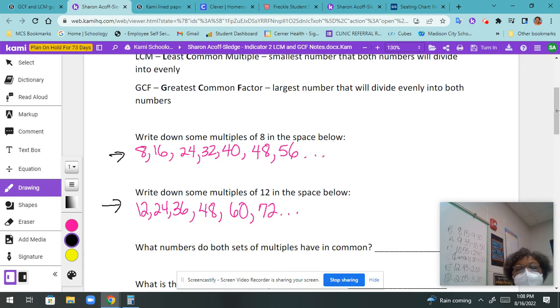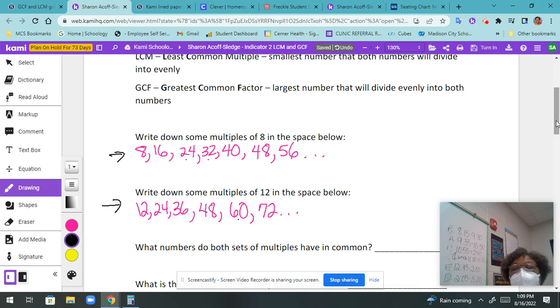So right here we have some multiples of 8. So 8 times 1 is 8, 8 times 2 is 16, 8 times 3 is 24, so forth and so on. And then here we have multiples of 12: 12, 24, 36, 12 times 4 is 48, 12 times 5 is 60, so forth and so on.